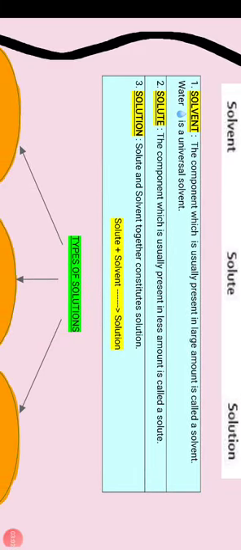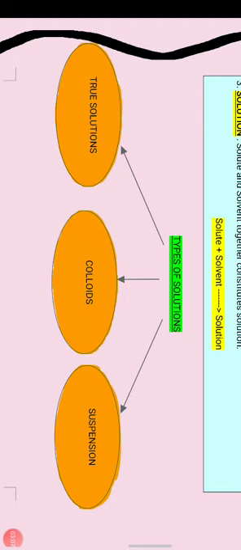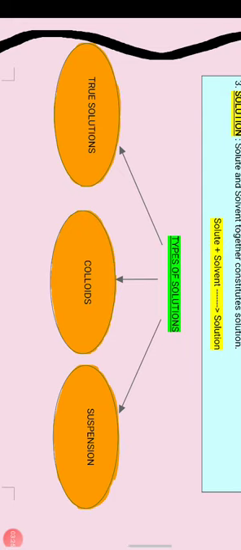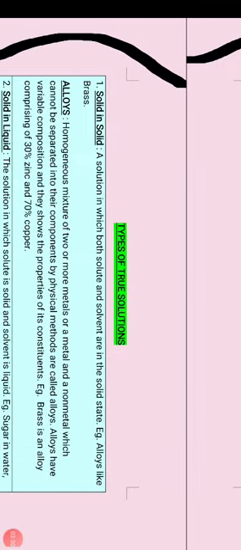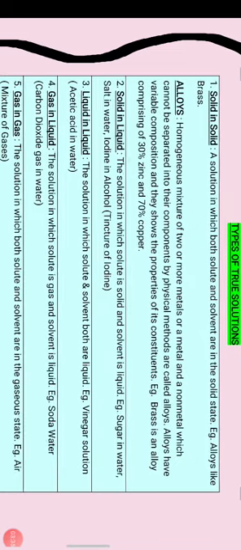Now we will discuss the types of solution. There are three types of solution. One is true solution, second colloids, and third is suspension. We will discuss colloids and suspension in the next class, but for this video I am going to discuss true solutions in detail. Now first we will discuss the types of true solutions. There are a total of 5 types of true solution.